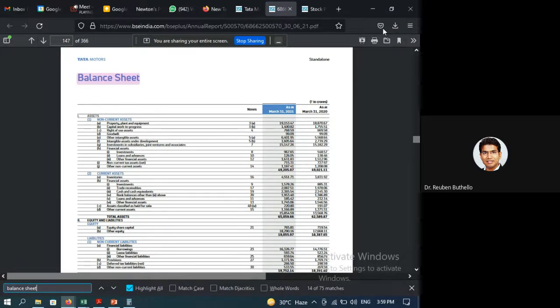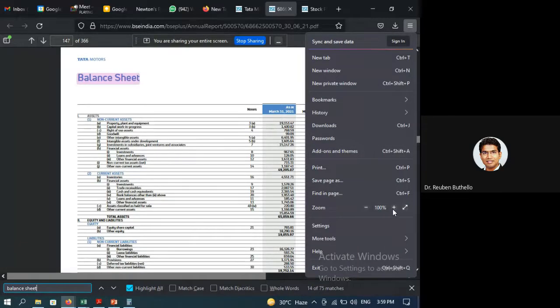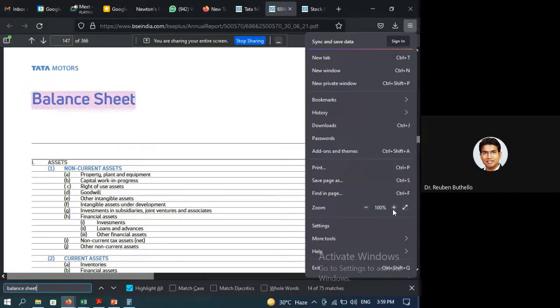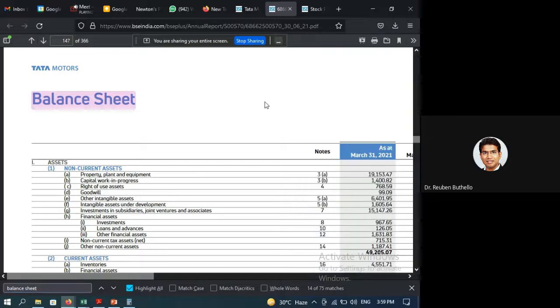Can't see it properly. Okay, one second. Let me zoom in a little more so that you can see it properly. Okay, I think now you can see it properly.